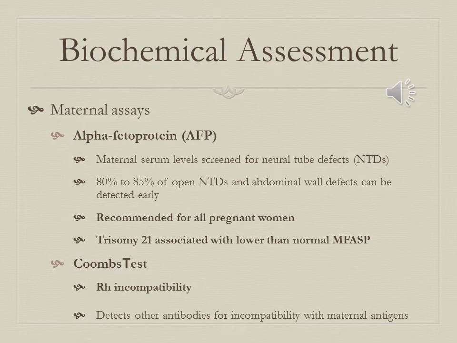AFP levels are then compared to the defined normal for whichever week gestation the pregnancy happens to be. It's also correlated to maternal age, maternal weight, race, and if she is insulin-dependent diabetic. Now, if your AFP levels and your estriol are low, but your HCG is high, then the identified risk is for Down syndrome. If all three of the markers are low, the associated risk is trisomy 13.